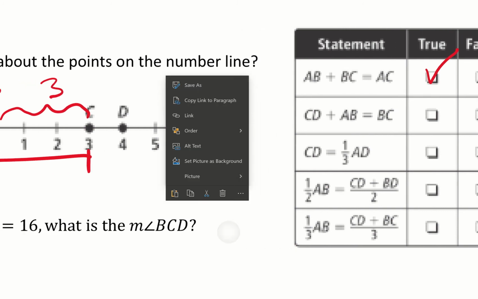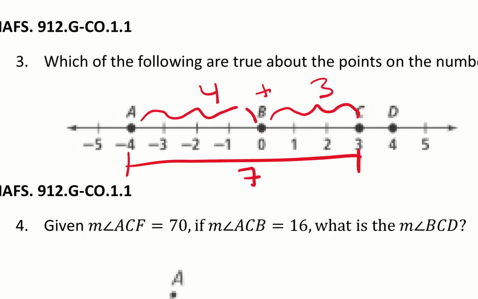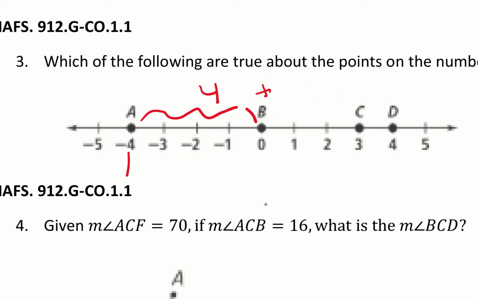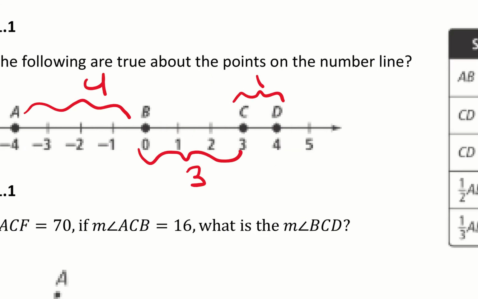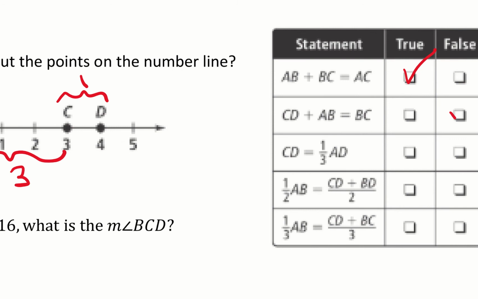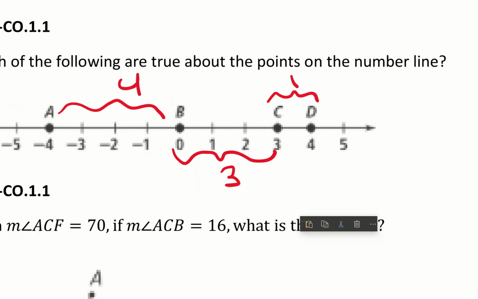Now if we repeat that for CD plus AB equals BC. So CD plus AB equals BC. So AB is 4. CD is 1. Is that going to be the same as BC? Well, BC here is 3, the distance from 0 to 3. 4 plus 1 is 5. That is not equal to 3. So that is not true. It's false. Is CD equal to 1/3 AD?